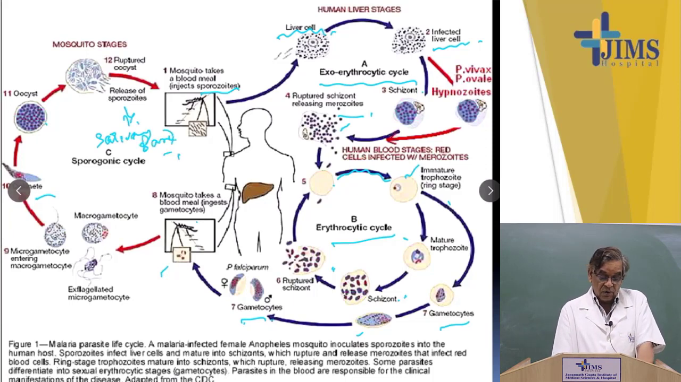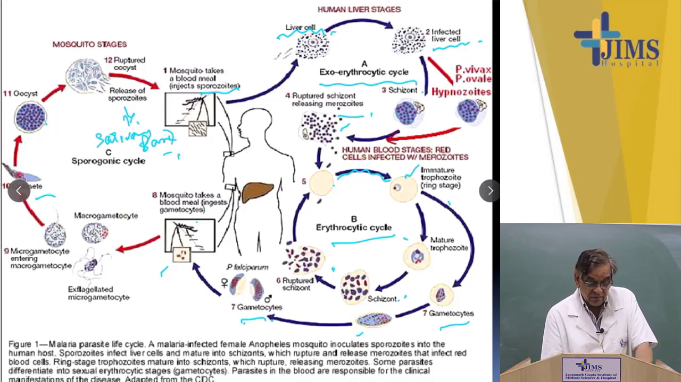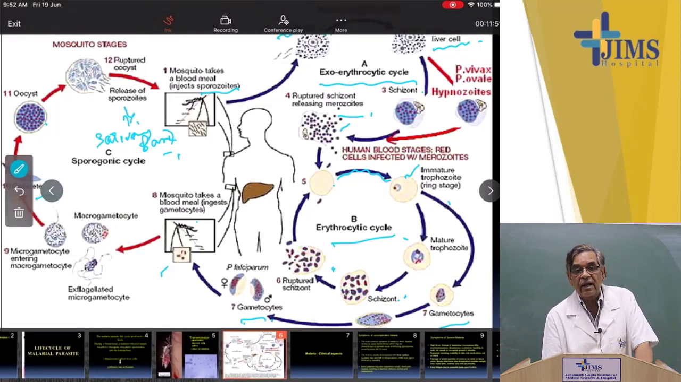This female Anopheles mosquito, which has sporozoites in the salivary gland, is the infective mosquito. The man or woman who has the gametocytes, both male and female, in the blood, is the infective human.